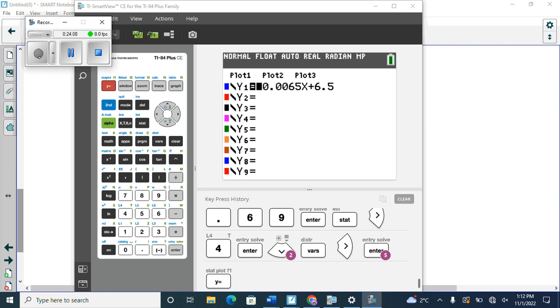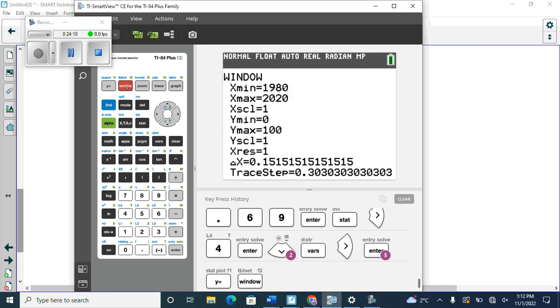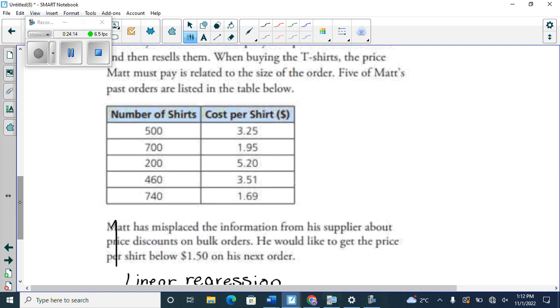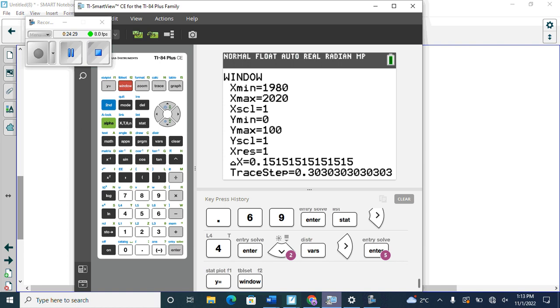change windows. So we go to window, and it doesn't matter if it showed up because your window before worked. You need to change your window to the data you have in front of your face. So what is the lowest number of t-shirts here? Don't tell me it's 500. That is not true. It is 200. What is the lowest number of t-shirts you could sell anyways? 0. So I'm just going to make it be 0. Okay. What's the highest number of t-shirts that are sold? 740. So I'm going to make it be 1,000.